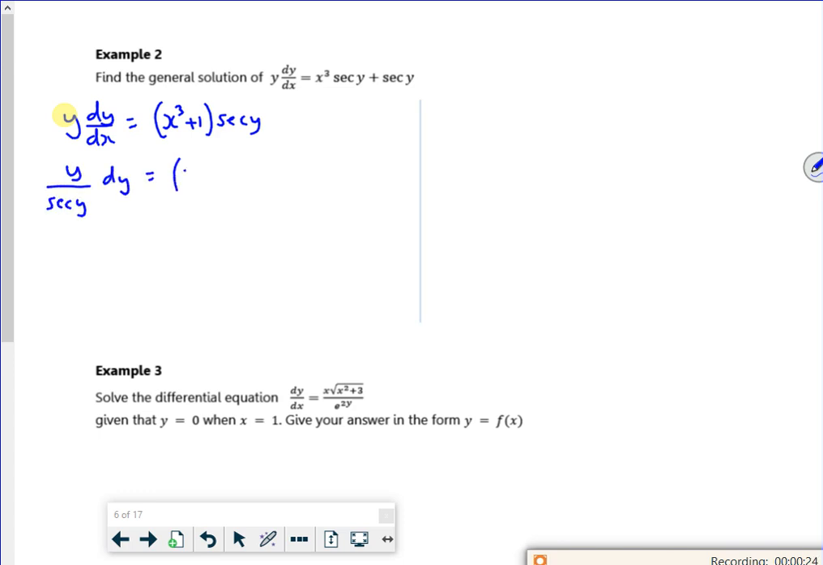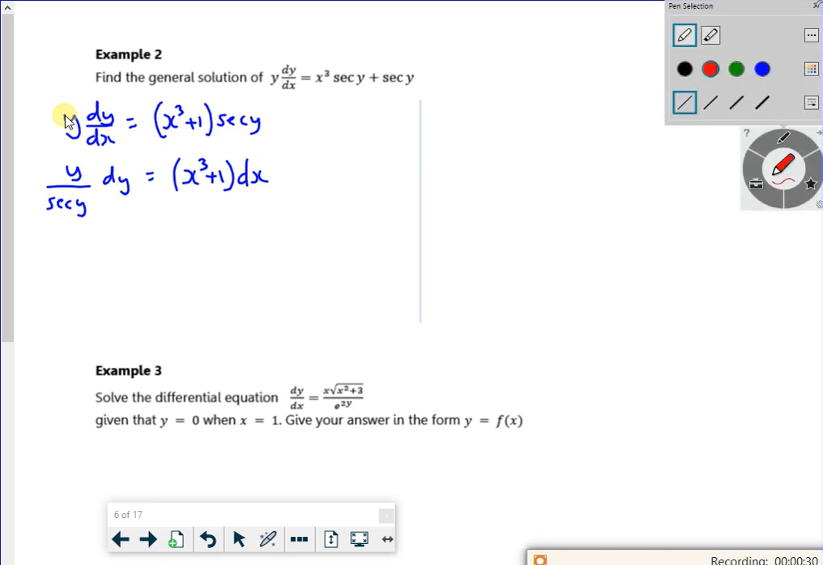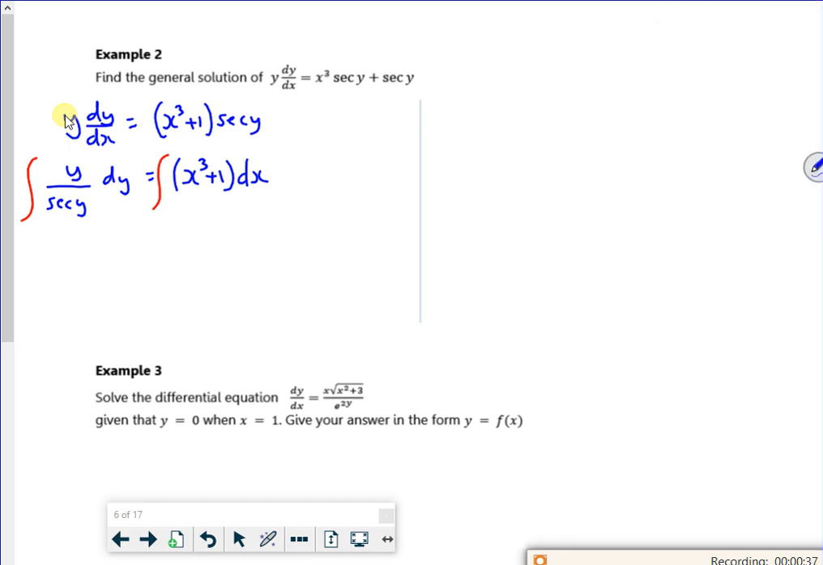dy, dx, with integration signs in front of it. Get those. Now, secant is 1 over cos y. So 1 over 1 over is cos. So I've got y cos y dy is x cubed plus 1 dx.